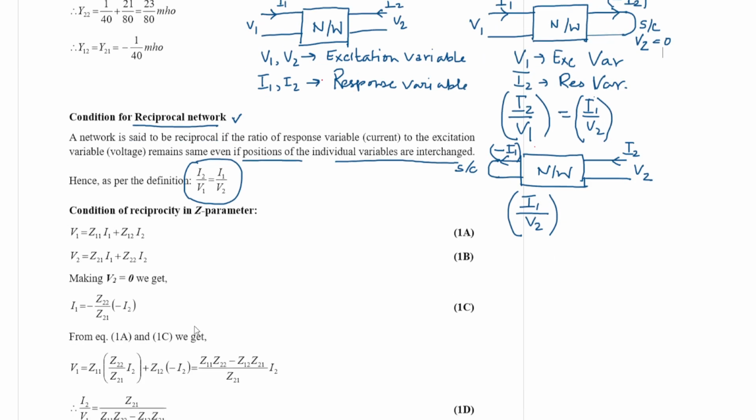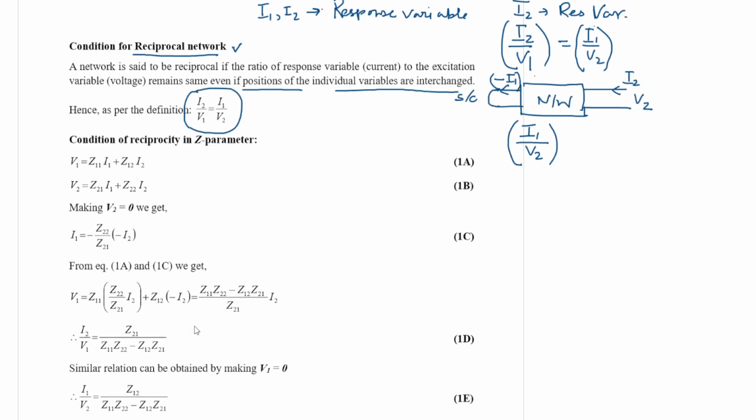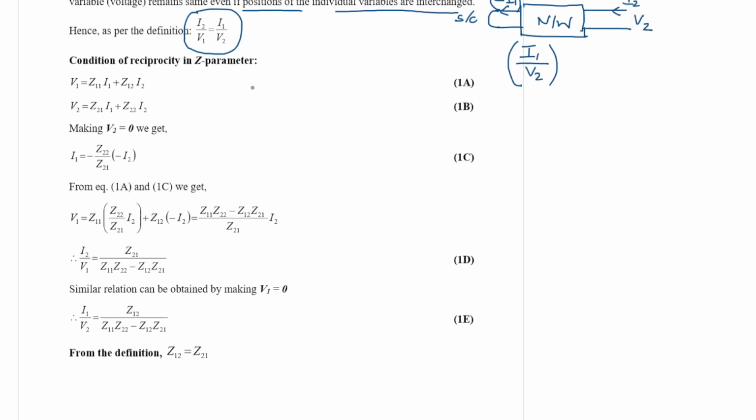So now let us quickly go through the different parameters. If we want to represent the condition of reciprocity in terms of Z parameter, Y parameter and so on, then what are the different conditions? So let us have a quick derivation. So let us start with first Z parameter.